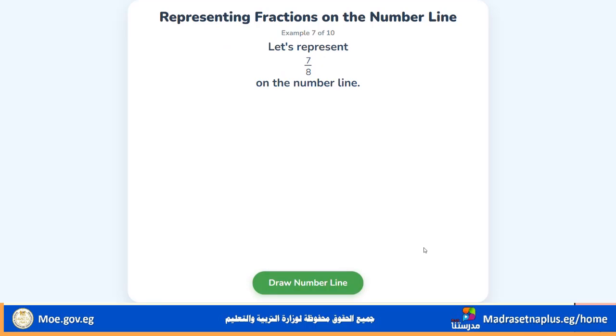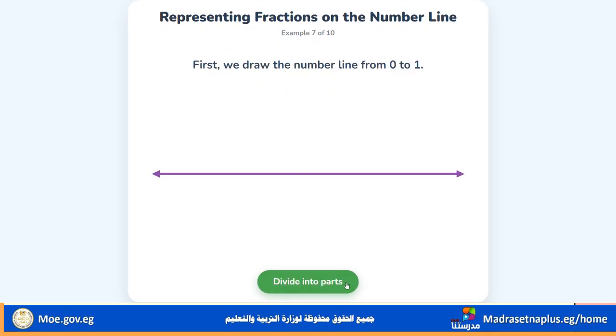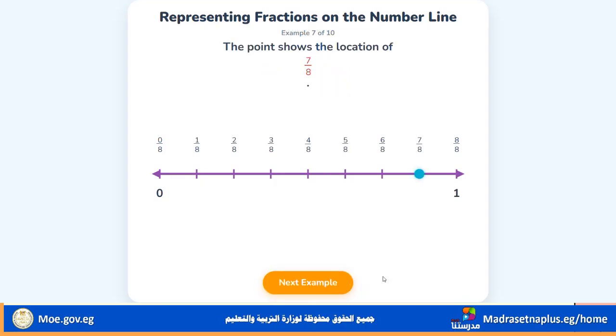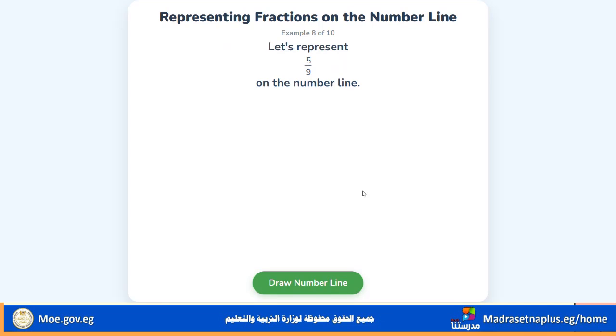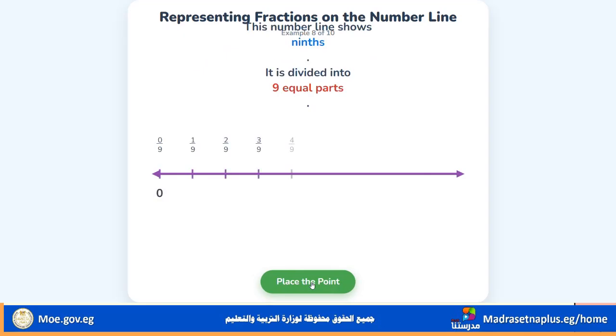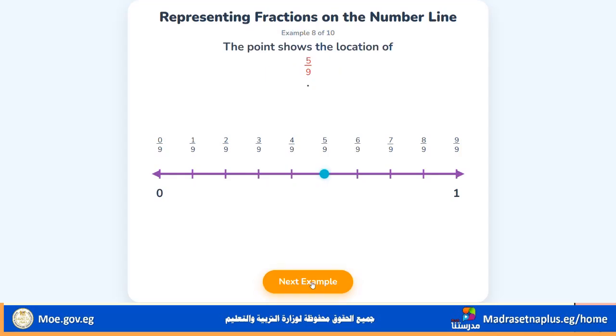Next example, I need to represent 7/8. By the same way, draw a number line, split it into parts according to the denominator, place the point. First step, divide into parts, place the point. Great. I represent 5/9: draw a number line, divide into parts, place the point. Yes.